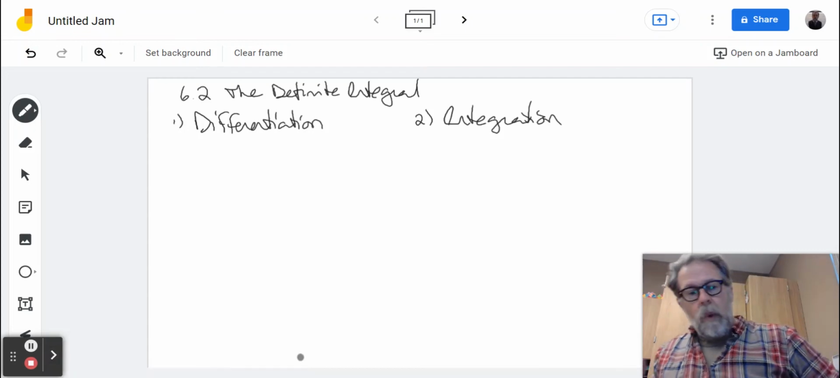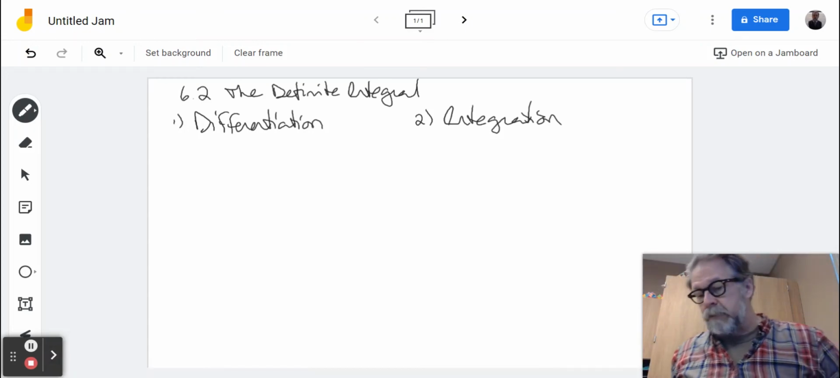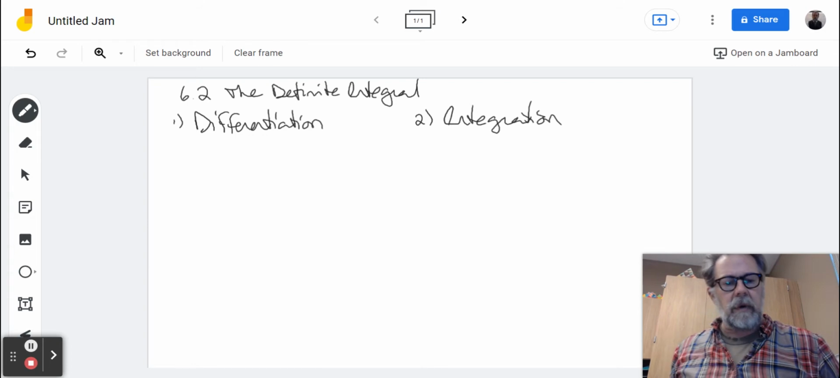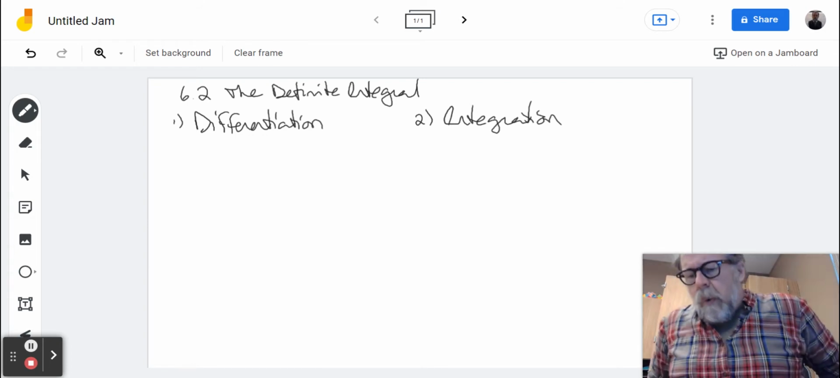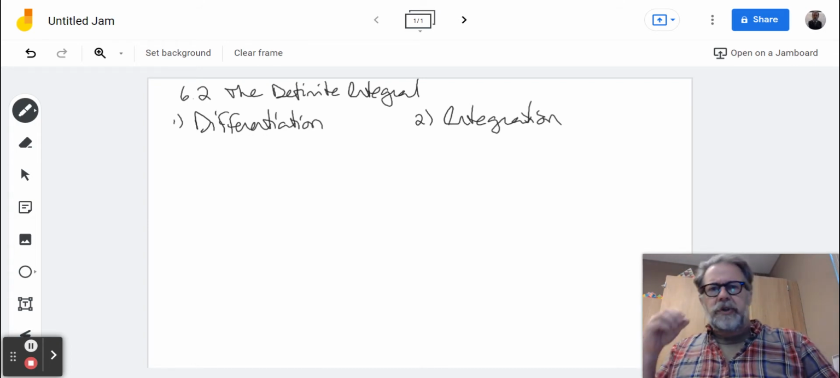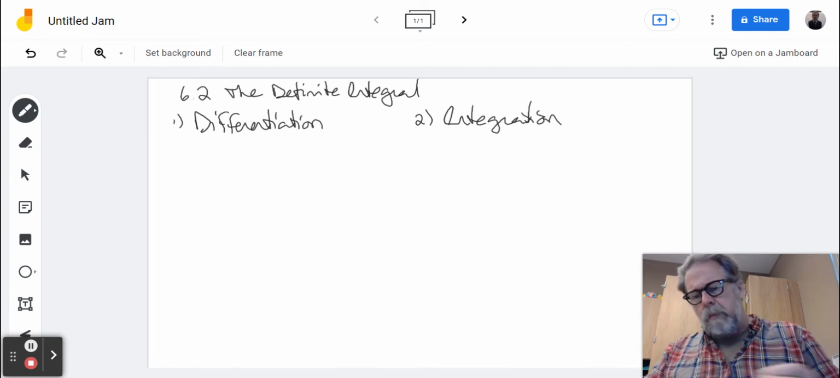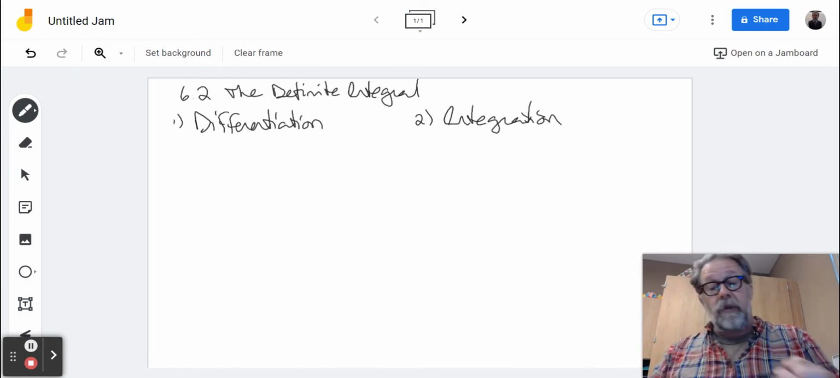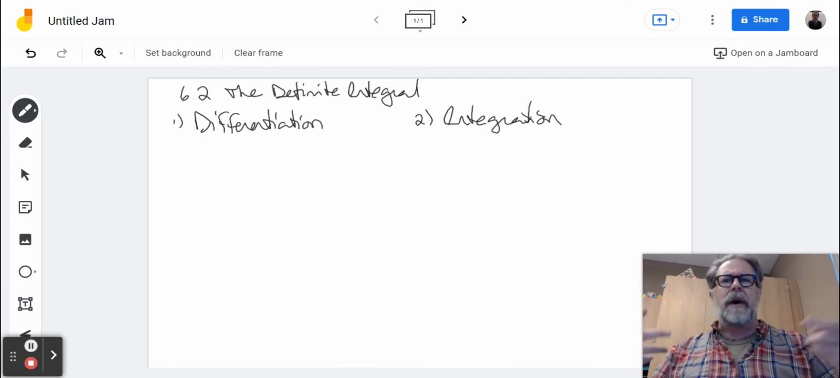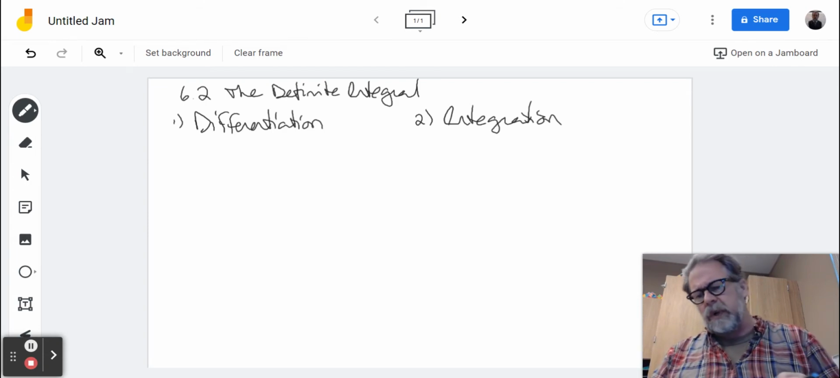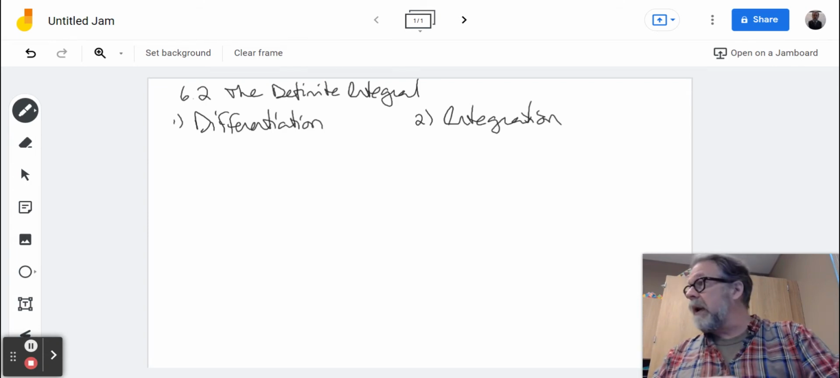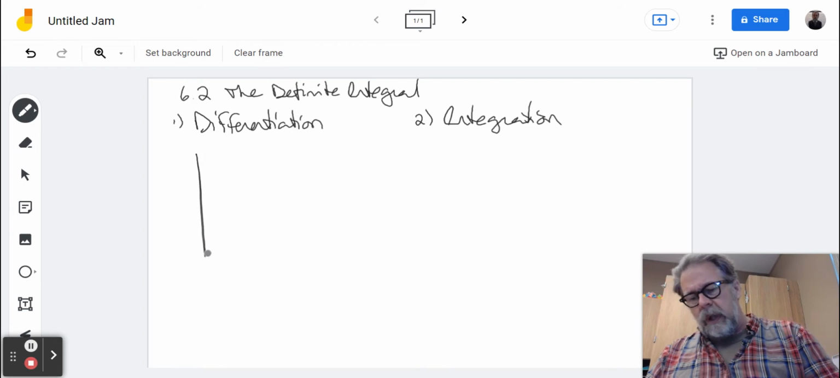All right, welcome to chapter 6.2, the definite integral. So I want to talk very quickly as an introduction about something that you probably do remember, which is differentiation. And then we're going to talk about how that relates to integration. What's the difference? What are the similarities? So let's very quickly talk about differentiation.